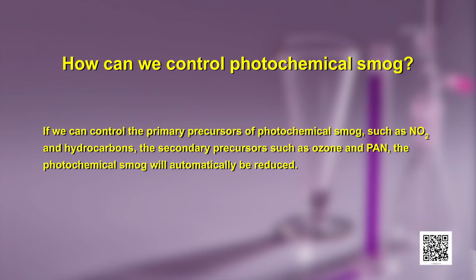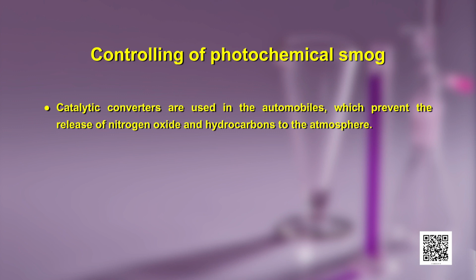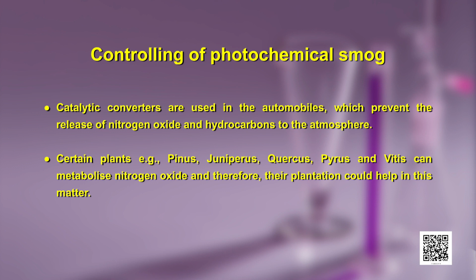But how can we control photochemical smog? If we can control the primary precursors of photochemical smog such as NO2 and hydrocarbons, the secondary precursors such as ozone and PAN, the photochemical smog will automatically be reduced. Usually, catalytic converters are used in automobiles, which prevent the release of nitrogen oxide and hydrocarbons to the atmosphere. Certain plants, for example Pinus, Juniperus, Quercus, Pyrus and Vitis, can metabolize nitrogen oxide and therefore their plantation could help in this matter.